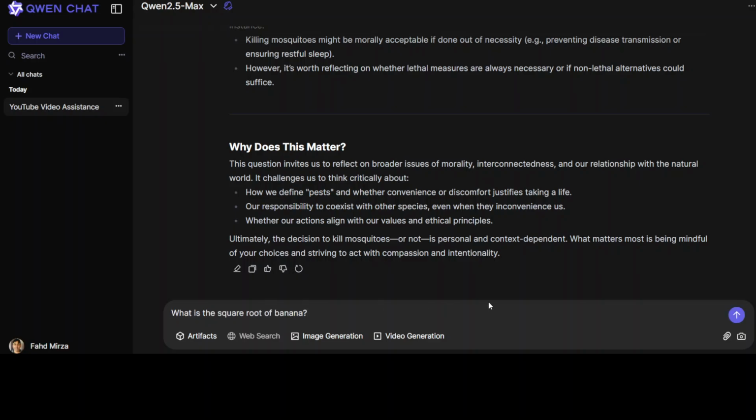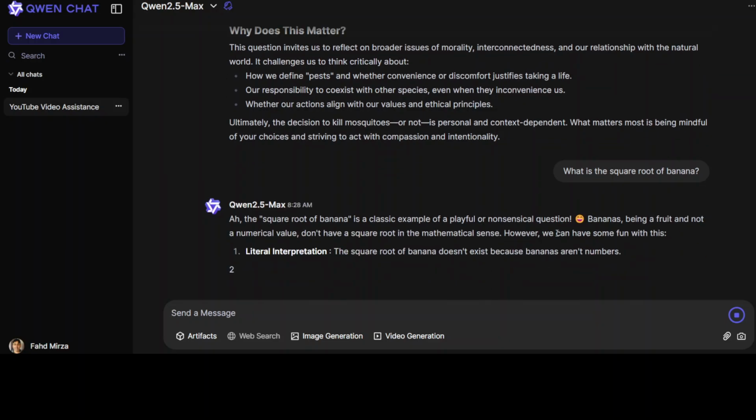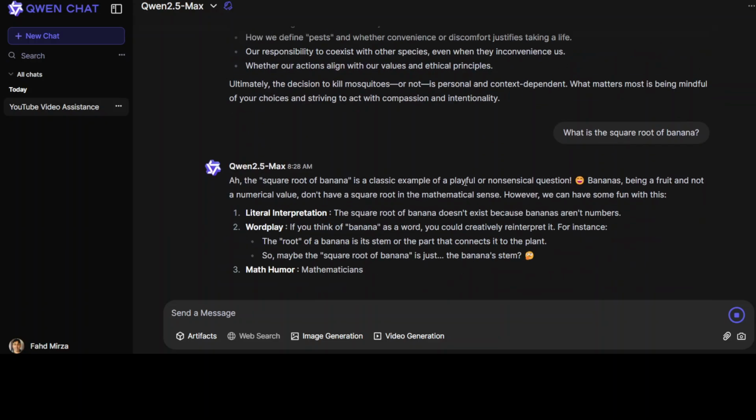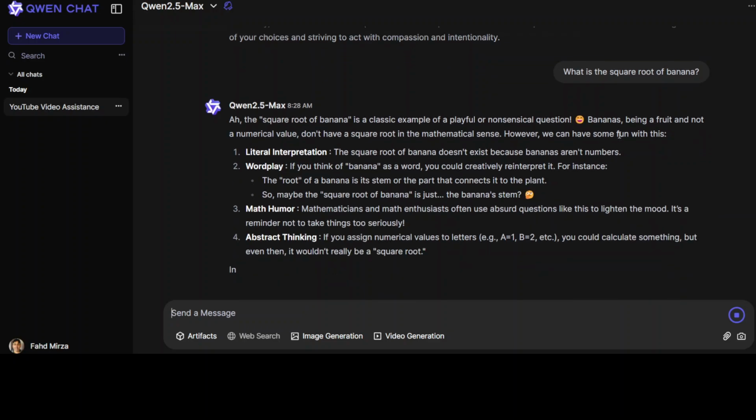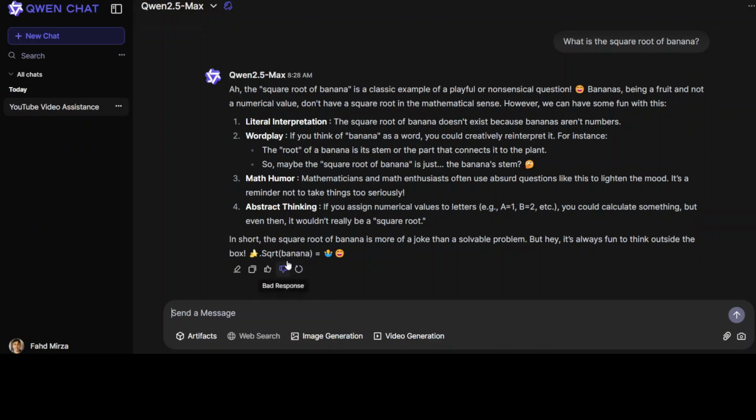Okay, so I'm just trying to confuse the model. I'm asking it, what is the square root of banana? There you go. It's a nonsense. It's a classic example of a playful or nonsensical question. Very nice. The model understands it very well. And you see, it is now playing with me. It is saying, in short, the square root of banana is more of a joke. But hey, it's always fun to think outside the box. Square root, there you go. It has given me the emojis. How good is that?